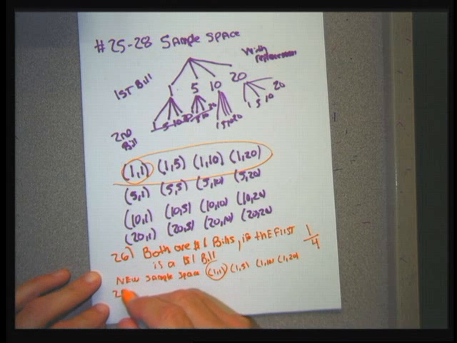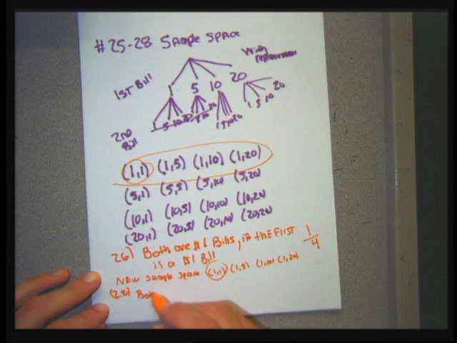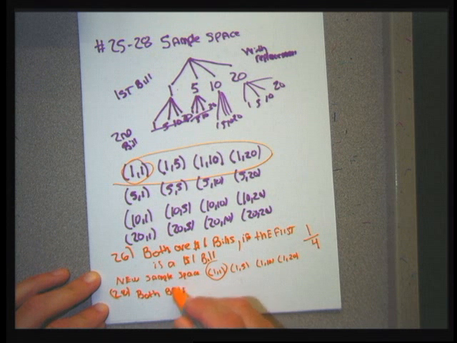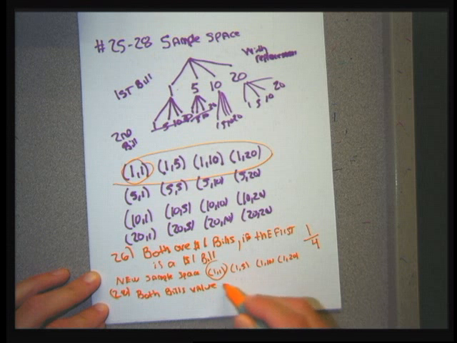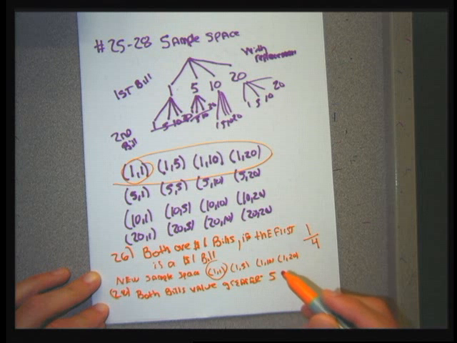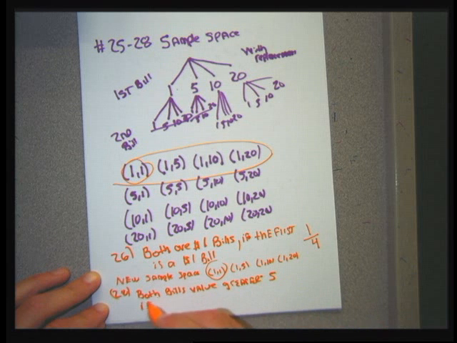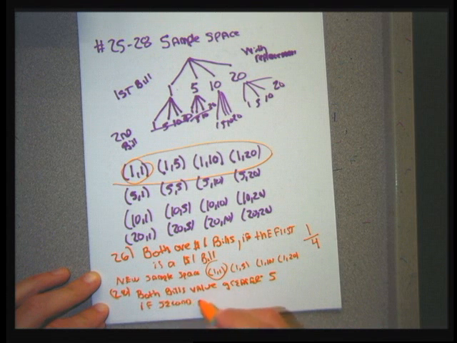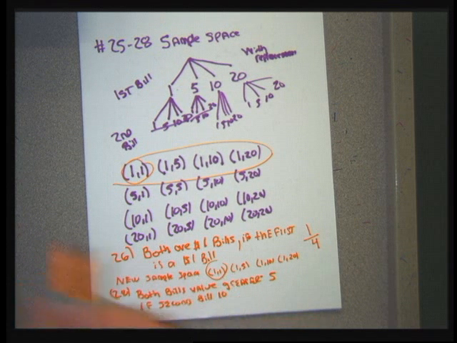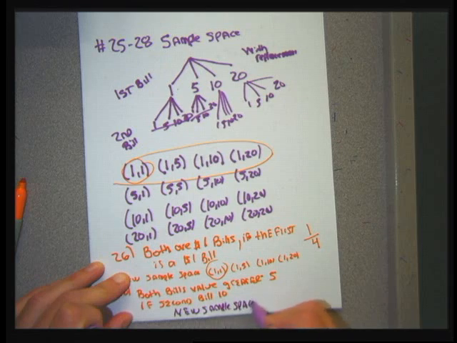28 says, what's the probability that both bills have a value greater than 5, which means a 10 or a 20. But I have extra information that's going to give me a new sample space. It says if the second bill is a 10. So I'm going to sneak my new sample space in. That extra information allows me to reduce the sample space. I'm told that the second bill is a 10.